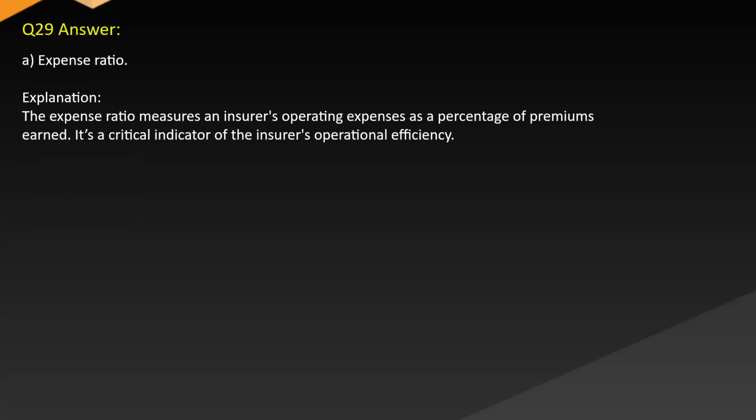Answer: A. Expense ratio. Explanation: the expense ratio measures an insurer's operating expenses as a percentage of premiums earned. It's a critical indicator of the insurer's operational efficiency.